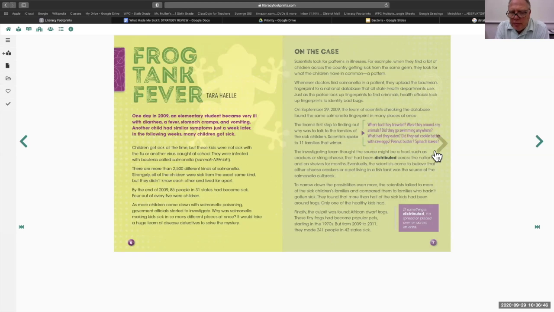To narrow down the possibilities even more, the scientists talked to more of the sick children's families and compared them to the families who hadn't gotten sick. They found that more than half of the sick kids had been around frogs. Only one of the healthy kids had. Finally, the culprit was found: African dwarf frogs. These tiny frogs have become popular pets starting in the 1970s, but from 2009 to 2011, they made 241 people in 42 states sick.